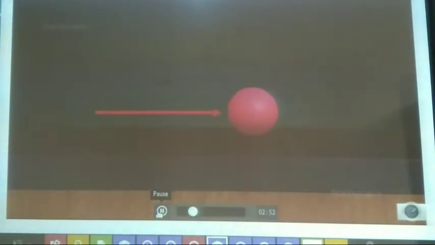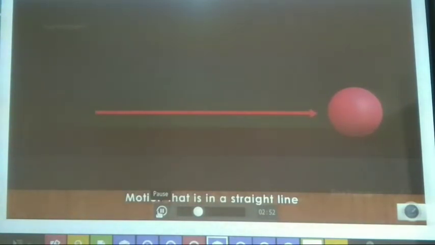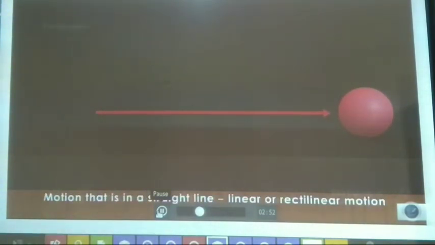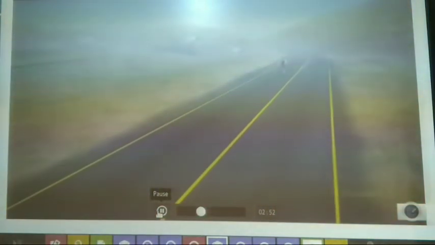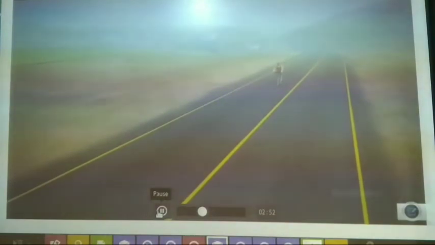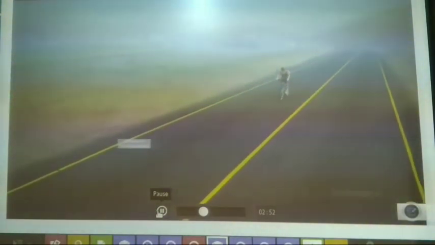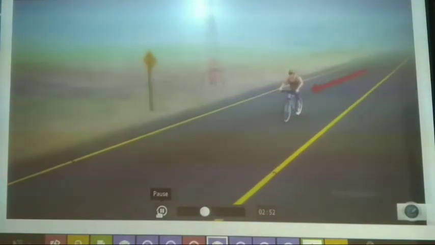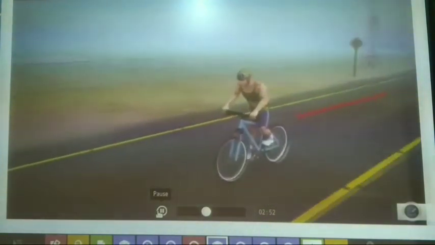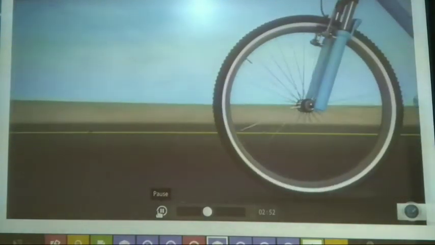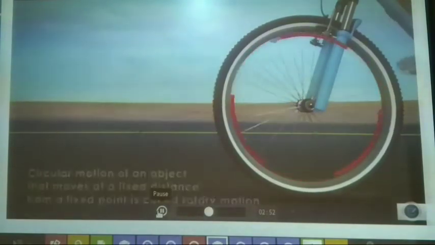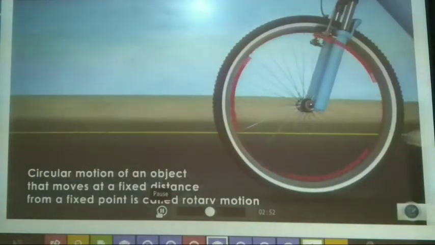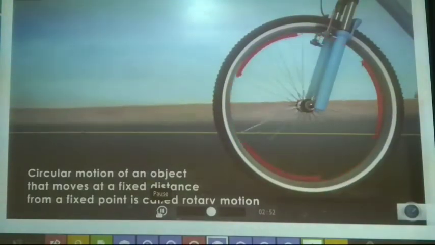There are several types of motion. In our example of the rolling ball, the ball moved in one direction, and the path of the movement is a straight line. We call this motion in a straight line linear or rectilinear motion. Now, let's think about the wheel of a bicycle. Like our ball, a moving bicycle displays linear motion because it moves in a straight line from one place to another. If we look only at the bicycle's wheel, we can see that it keeps turning in a circular path. Such circular motion of an object that moves at a fixed distance from a fixed point is called rotary motion.